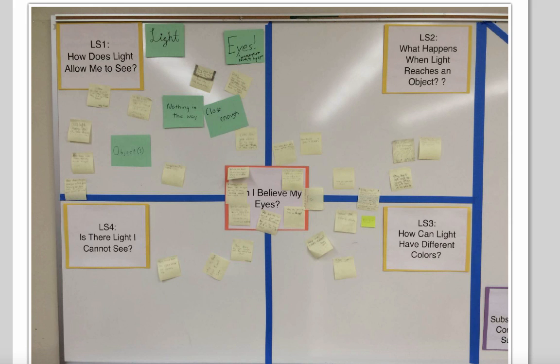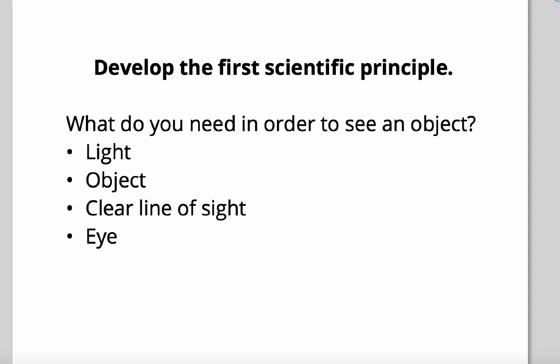And that's okay. The point is not to hit only those four and to have it be exactly the way it's worded in the book. The idea is that the students are generating this idea. And I use clear line of sight, they use nothing in the way. And it's their definition, their principle, and they then take ownership of that, and it becomes theirs.